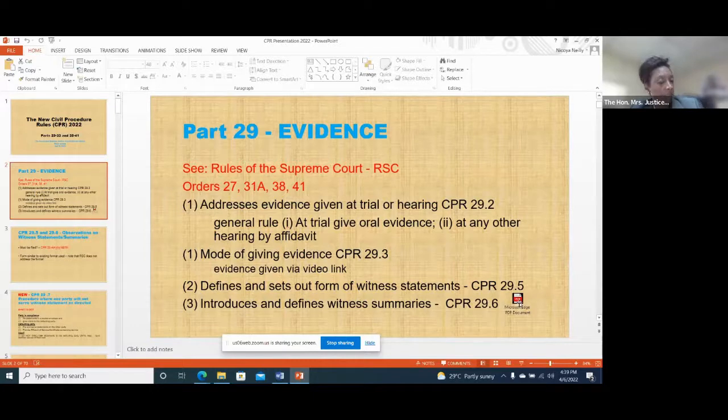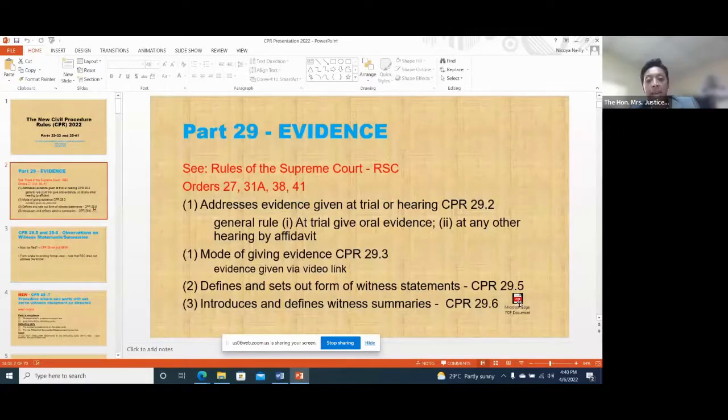Witness summaries is slightly different, and it is defined in 29.6. A party who is required to provide a witness statement and is not able to obtain one may serve a witness summary instead. And so you may have a witness summary in circumstances where the witness is maybe outside of the jurisdiction, or it may be for a witness that is going to be required to be subpoenaed. Of course, subpoenas now in the rules are called witness summonses.